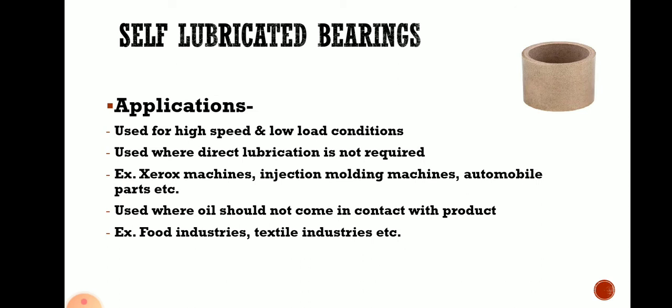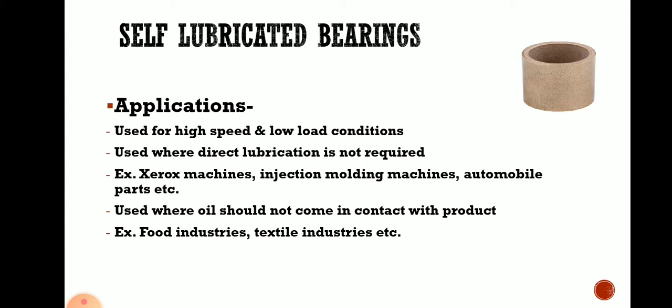Then the applications of these self lubricated bearings, where we can use this bearing. So these bearings, just now I have told you, are generally used for high speeds, because at a high speed these can take the position between the shaft and bearing as the thin lubricating film. But for high speed and low load conditions, wherever they are there, you can use this self lubricated bearing. They can also be used where direct lubrication is not required.